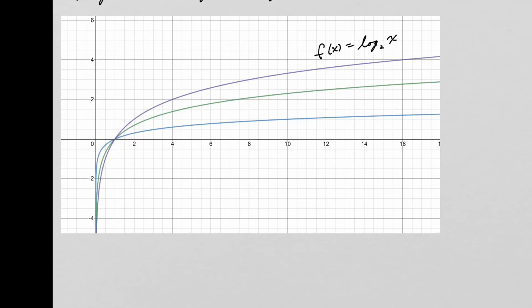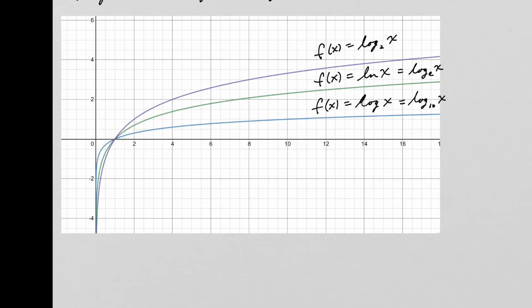Then I increase the base a little bit. In fact, the next one is natural log of x. But remember, that means log base e of x. And e is larger than 2, right? It's like 2.7 something. And then the third one is, this is just the log of x. But remember, if I don't write any base, this means log base 10 of x.